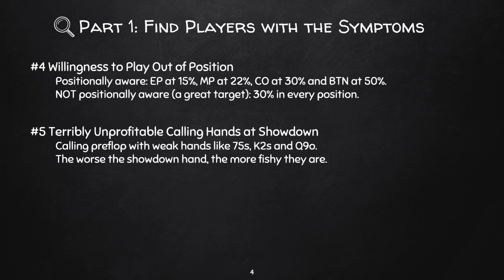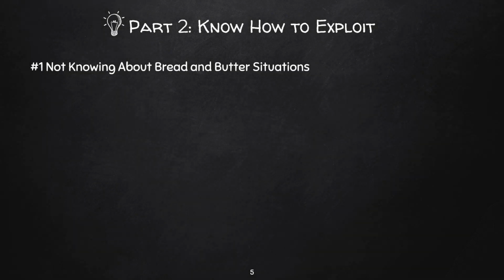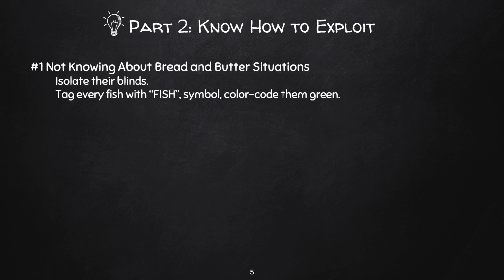Alright, so now that you know what you're looking for in your fish, part 2 I'm going to talk about is you want to list the ways that you can exploit these opponents. So that first symptom was not knowing about bread and butter situations. Two ways that you can exploit them. The first, open raising every single time that this player is in a blind position. And the second way to exploit is you want to tag every one of these players with like a green color or maybe like a fish symbol or something, just to note that they are a green, loose, passive player.